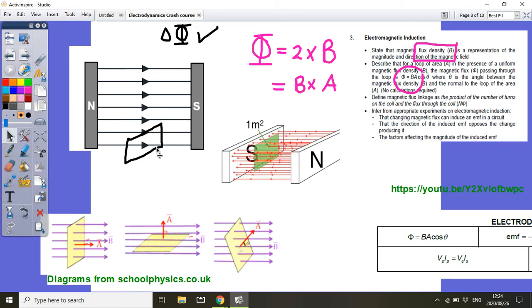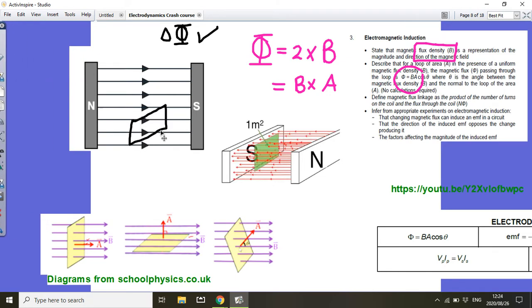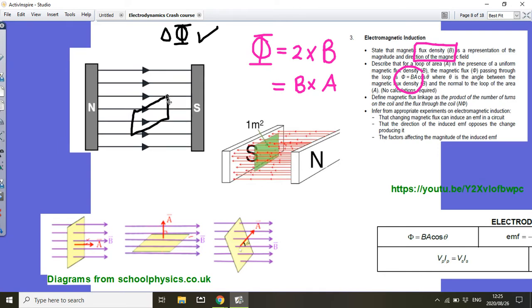Now I'm going to move it more. So from there to there, how many lines are passing through the area now? 1, 2, 3. So while it was moving in, it went from 0 to 2 to 3. So yes, there's still a change in magnetic flux. But now I'm moving my coil inside my magnetic field: 1, 2, 3 lines still, so it changes from 3 to 3. So was there a change in magnetic flux? It didn't really change. It went from 3 to 3, so it's still the same, no change.